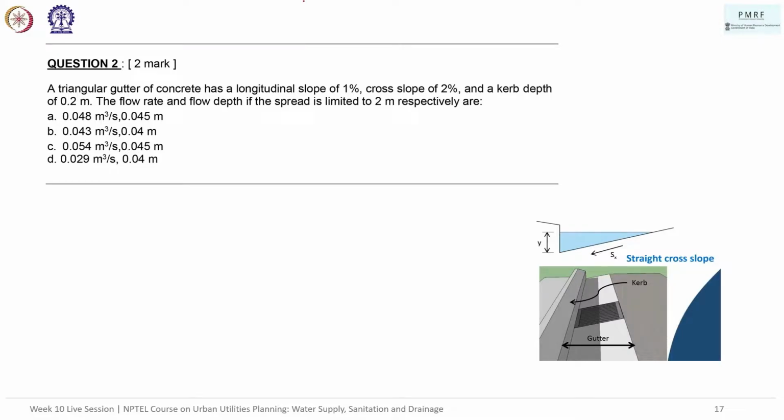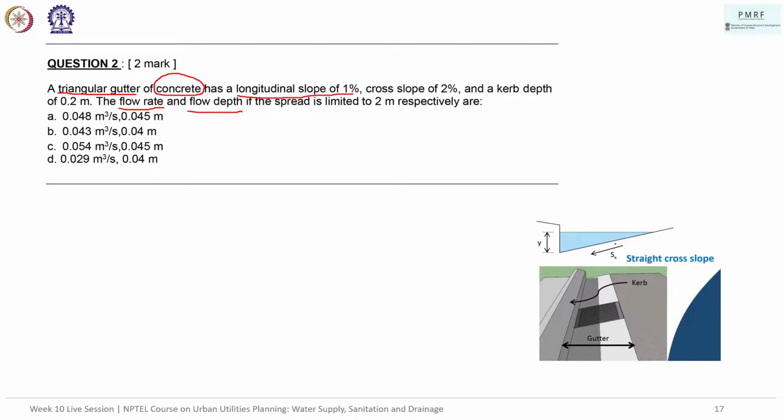Let's look at what all information has been given. First of all, we need to calculate flow rate and flow depth, right? And it's given that it's a triangular gutter of concrete. So we will need this information because this is where we'll be getting Manning's roughness coefficient from, right? And then we have information that the longitudinal slope is 1%.